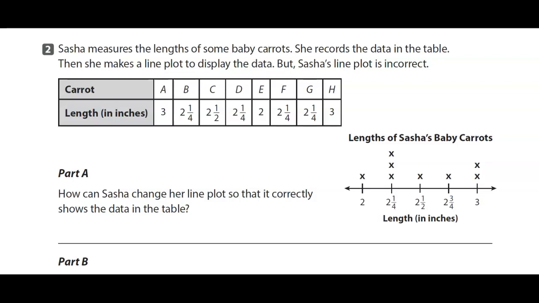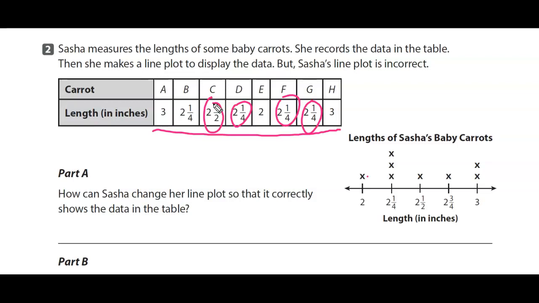How many have 2 inches? We're looking at this. How many have 2 inches? Just 1. So that's correct so far. How many 2 1/4? 3, 4. Look at the data. Don't look at the line plot. 4. See, I have 1, 2, 3, 4. But she put how many X's? 3. So what can she change on her line plot?